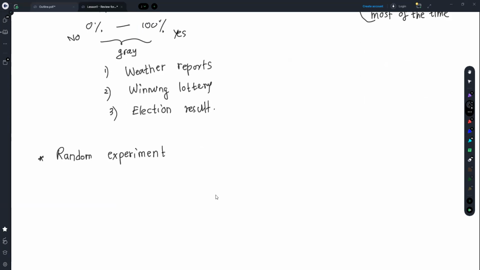Random experiment. When we say experiment, there are two types of experiments. The random one is what we talk about in probability. What are the other experiments you see? Since you are from physical and biosciences, I'm sure many of you have done chemistry, physics, or even biology experiments in laboratories. So in those experiments, what do you do?